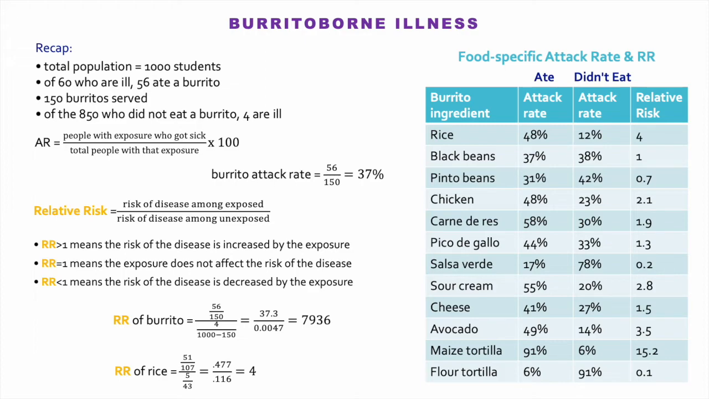On a multiplicative or relative scale, the relative risk of 4 we got for rice means it increases the risk of disease by 300%. You subtract 1 to get how much that exposure changes risk. Eating black beans doesn't change a person's risk because the relative risk is equal to 1, the null value.